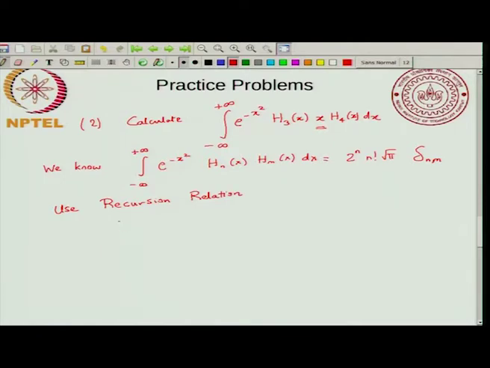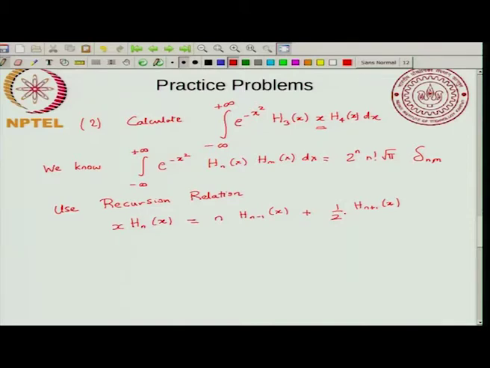Okay, what is the recursion relation? I will write it in a slightly different form: x times Hn of x equals n times Hn minus 1 of x plus half Hn plus 1 of x. This recursion relation is what we will use, and notice that the right hand side has no x in front. It only has Hermite polynomials multiplied by some constants.